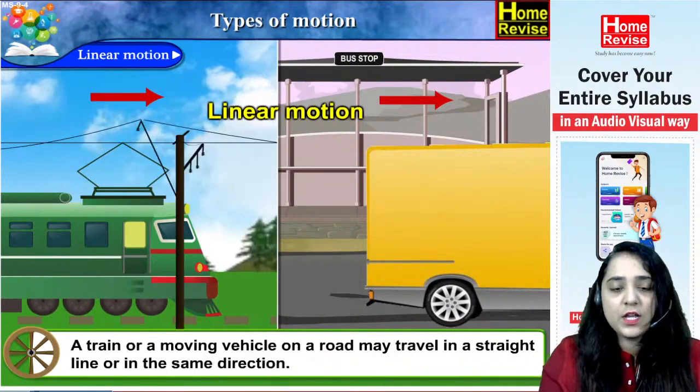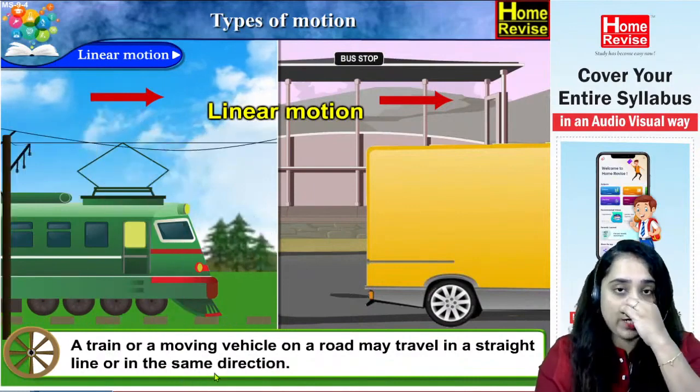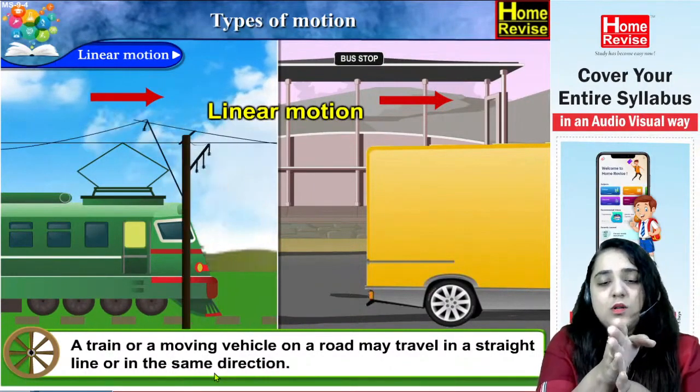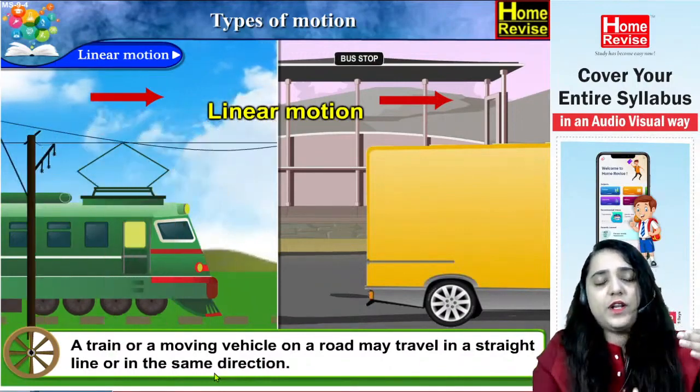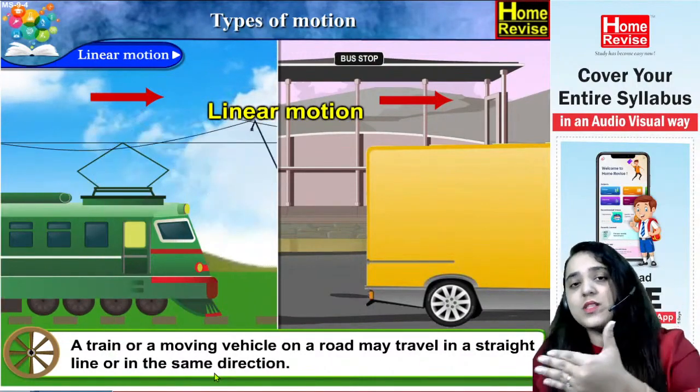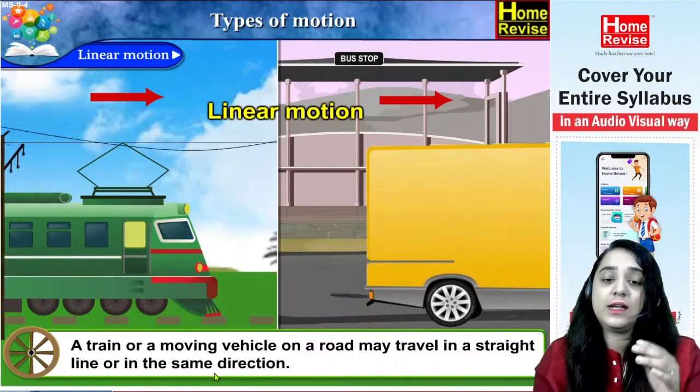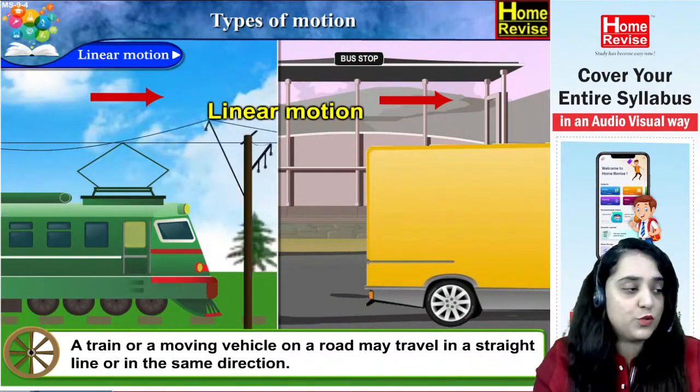Now in the same direction, for example, if it is moving towards the north, it will continuously move towards the north. Then yes, it is a linear motion. If it is moving towards the west, it will continuously move towards the west. Whichever direction it is, it will move in a straight line. It is called linear motion.